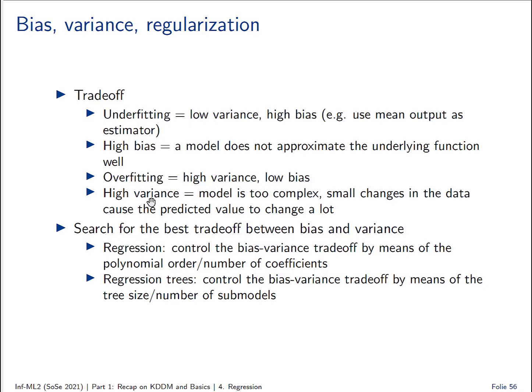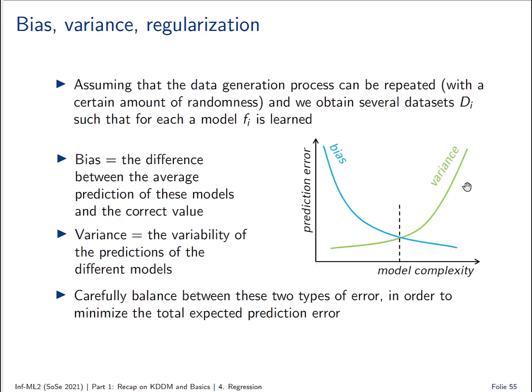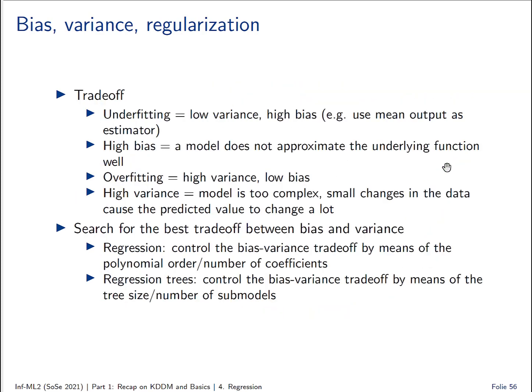High variance means the model is too complex, so small changes in the data cause the predicted value to change a lot. That is exactly what is meant when we memorize. If we see a little bit of different thing, we memorize different things, which ends up in a high variance. So we have here underfitting and here overfitting, and we of course want to balance this trade-off between underfitting and overfitting. Bias and variance can help us in finding a good balance between these two problems.